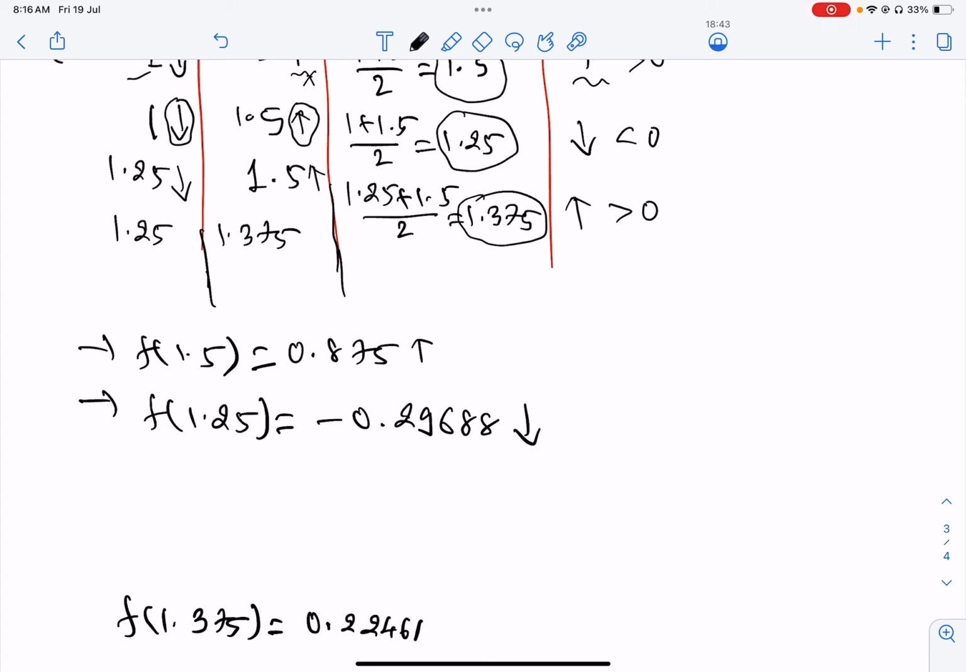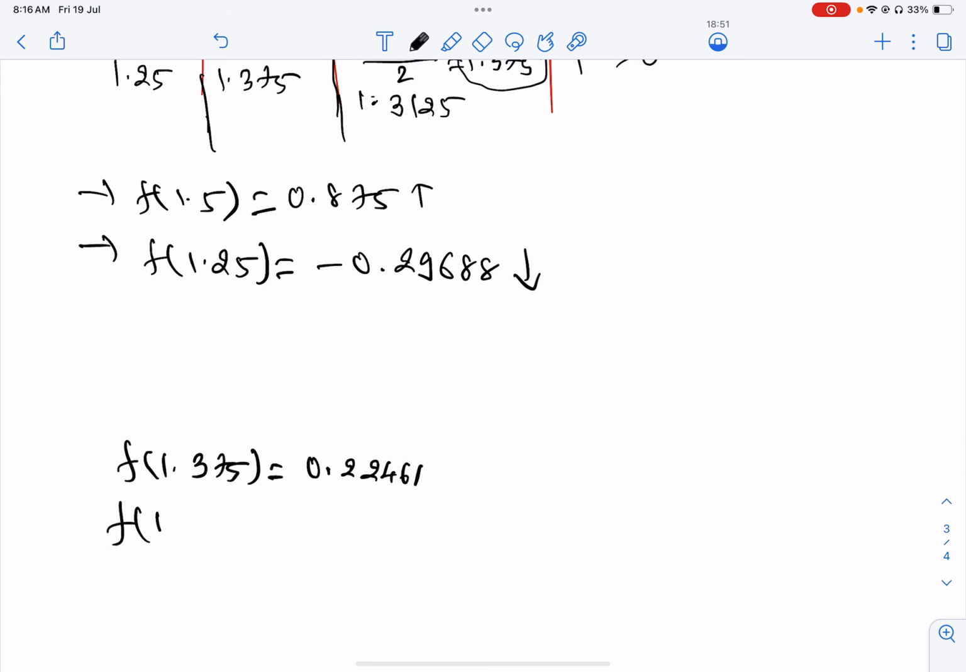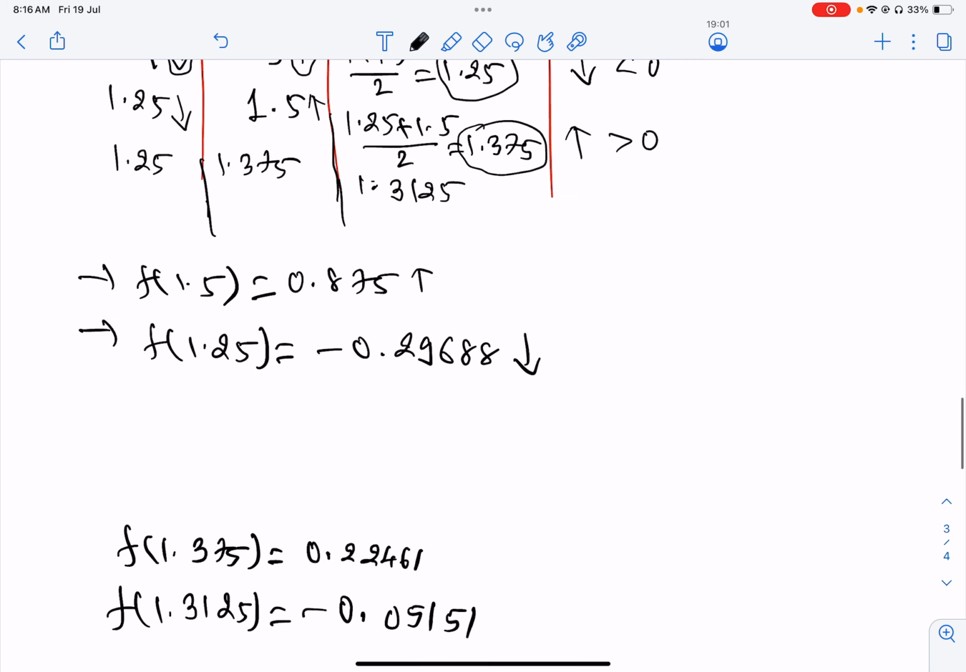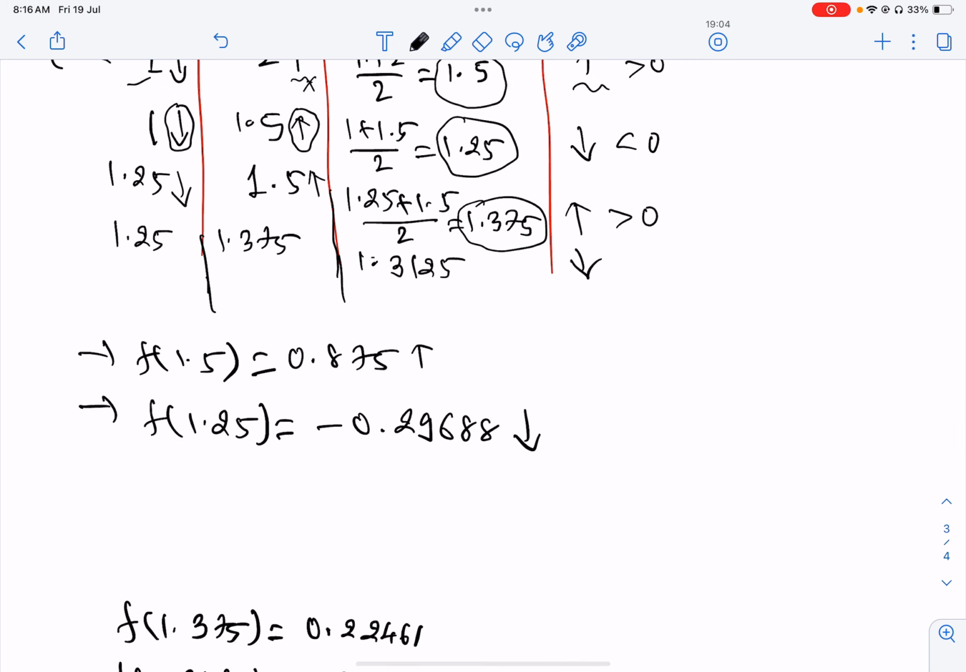That means 1.25 plus 1.375 by 2. That you will get 1.3125, and then find the value f of 1.3125. So f of 1.3125 is minus 0.05151. So that is negative. So at this point, the value is negative. At 1.375, the value of the function is positive, and 1.25 is negative. Now this is also negative.